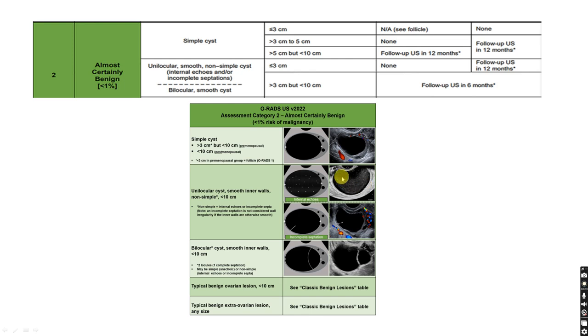If the cysts are non-simple, like these three, echoes, incomplete septum or bilocular, then how to follow? If they are less than 3 centimeter, we will do nothing in the premenopausal group, but we will do 12-month follow-up in the postmenopausal group. And if they are between 3 to 10 centimeter, we will do 6-month follow-up in both pre and postmenopausal patients.